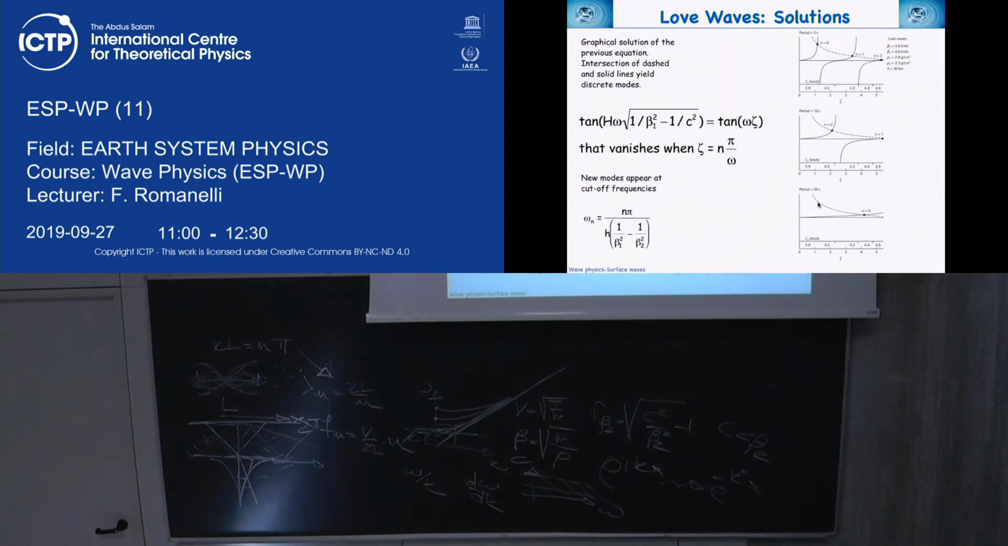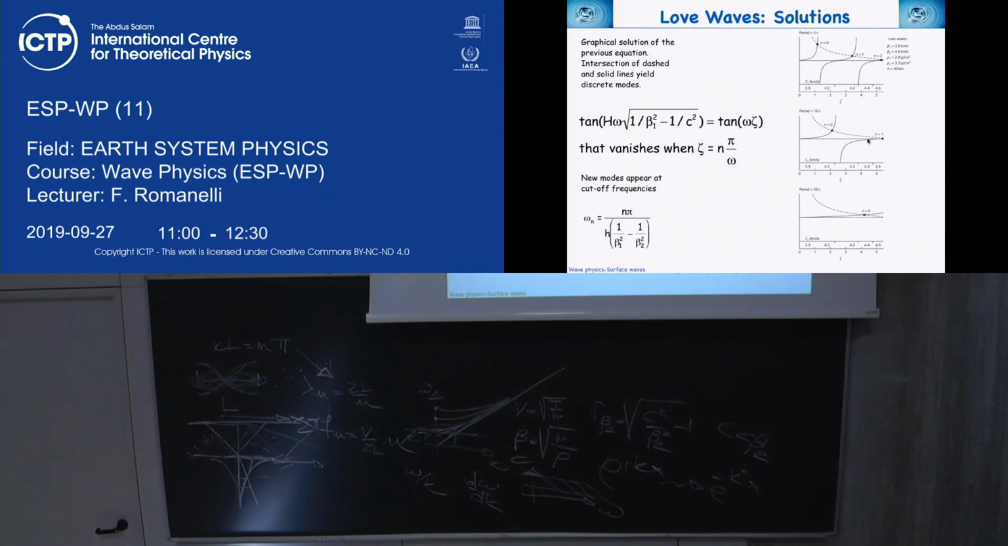30 seconds. At 30 seconds, the tangent term of this equation is this. You see that there is a crossing point. That's a solution. Now, 30 seconds, and look at the next plot. It's labeled n equals 0. It's going to be called fundamental mode.